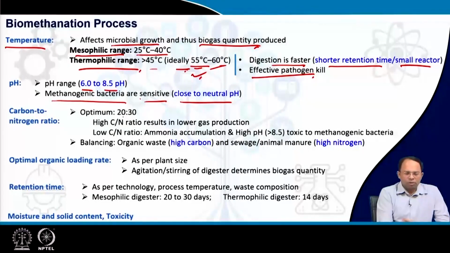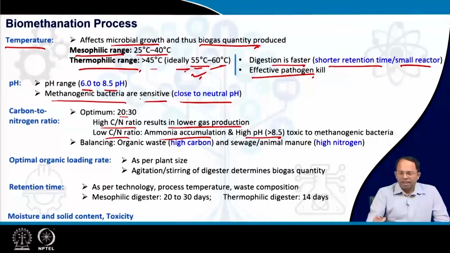Carbon to nitrogen ratio could be either 20 or 20 to 30. If the C/N ratio is high, then it results in lower gas production. If the C/N ratio is low, then ammonia will accumulate or the pH will be higher, and this would be toxic to methanogenic bacteria. And if methanogenic bacteria don't work, the gas will not be produced or a lesser amount of gas will be produced. So we have to balance the incoming waste, the carbon and the nitrogen content. We can mix organic waste, which is high in carbon, or we can mix sewage or animal manure, which is high in nitrogen, as per the requirement.